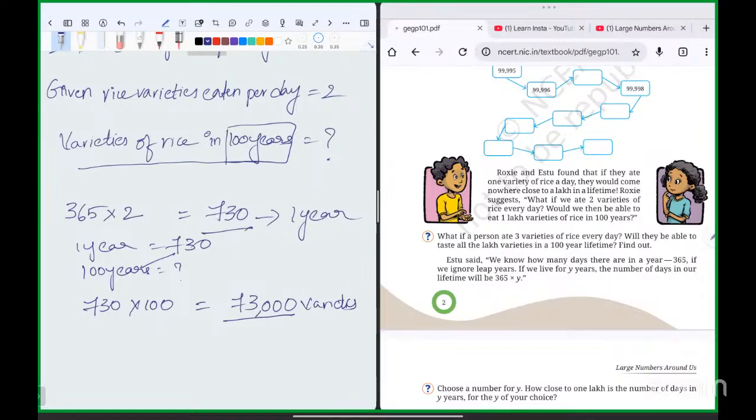So what is the question? Would we then be able to eat 1 lakh varieties of rice? Can they eat 1 lakh varieties of rice? No, because the answer is 73,000 varieties. So 1 lakh is around 27,000 varieties greater. So this is the solution for the first question. Hence they can eat only 73,000 varieties in 100 years, which is not 1 lakh.